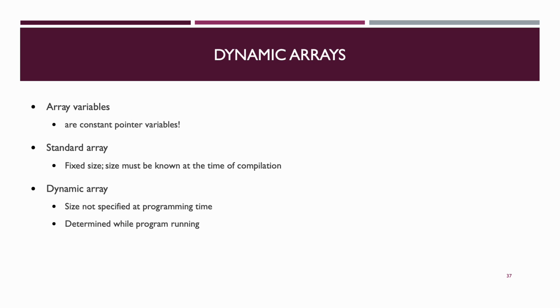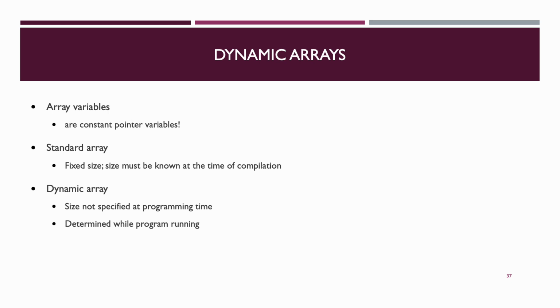Dynamic arrays provide flexibility compared to standard arrays in terms of size and memory allocation. First of all, in C++, array variables are constant pointer variables. It means once you declare an array, it points to a specific memory address, and this address cannot be changed. This applies to both standard and dynamic arrays, but the key difference is how and when the size of the array is determined.